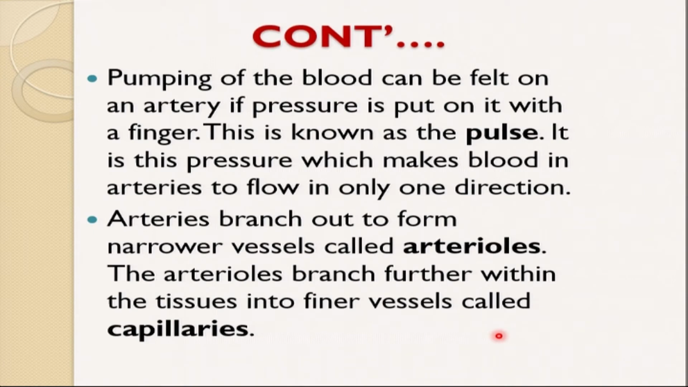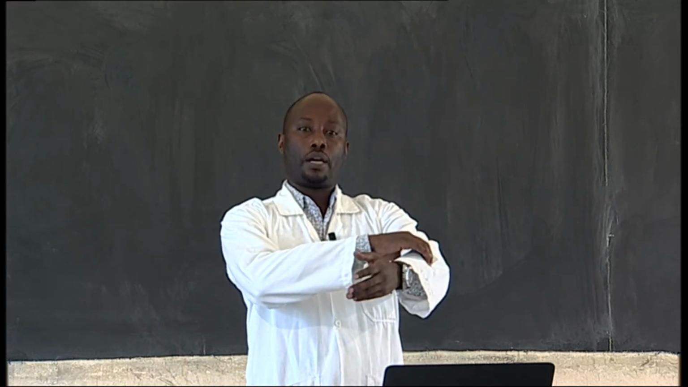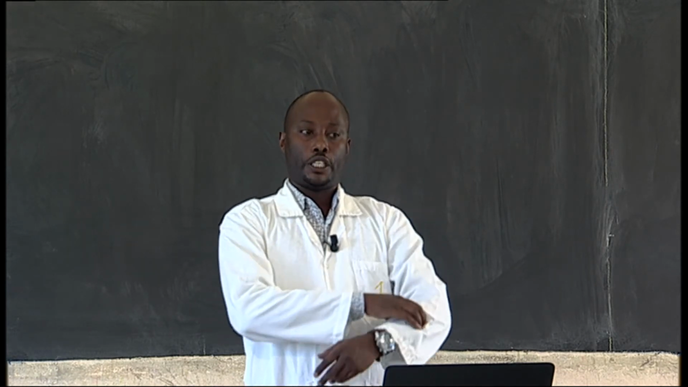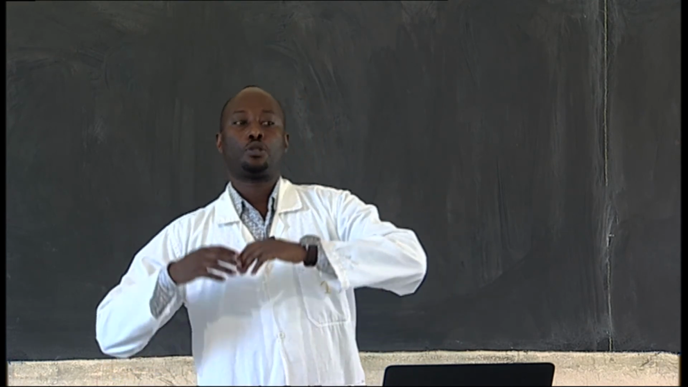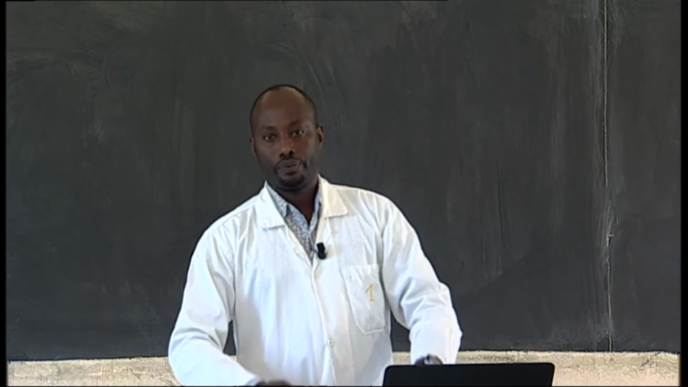The pumping of the blood can be felt on an artery if pressure is put on it with a finger. Take an example: you're doing strenuous, vigorous exercise. If you press your hand on the artery, you feel the blood moving with high pressure. This is known as a pulse. And it is this pressure which makes blood in arteries flow in one direction.